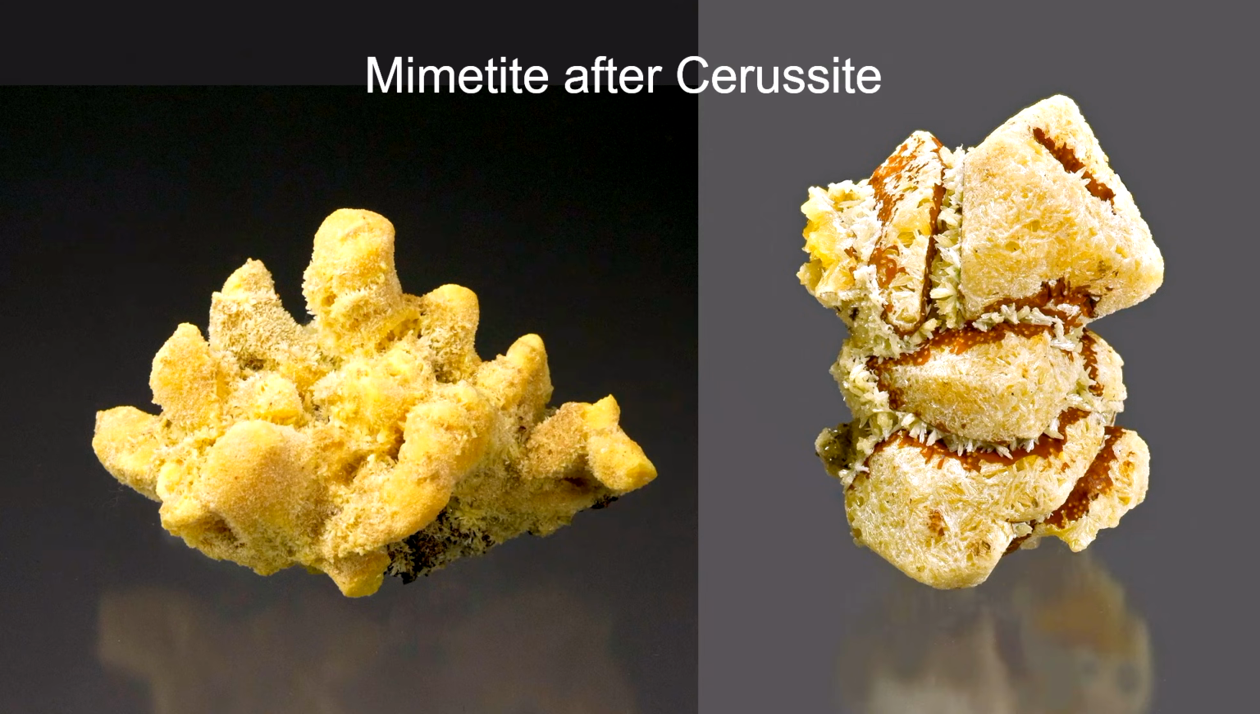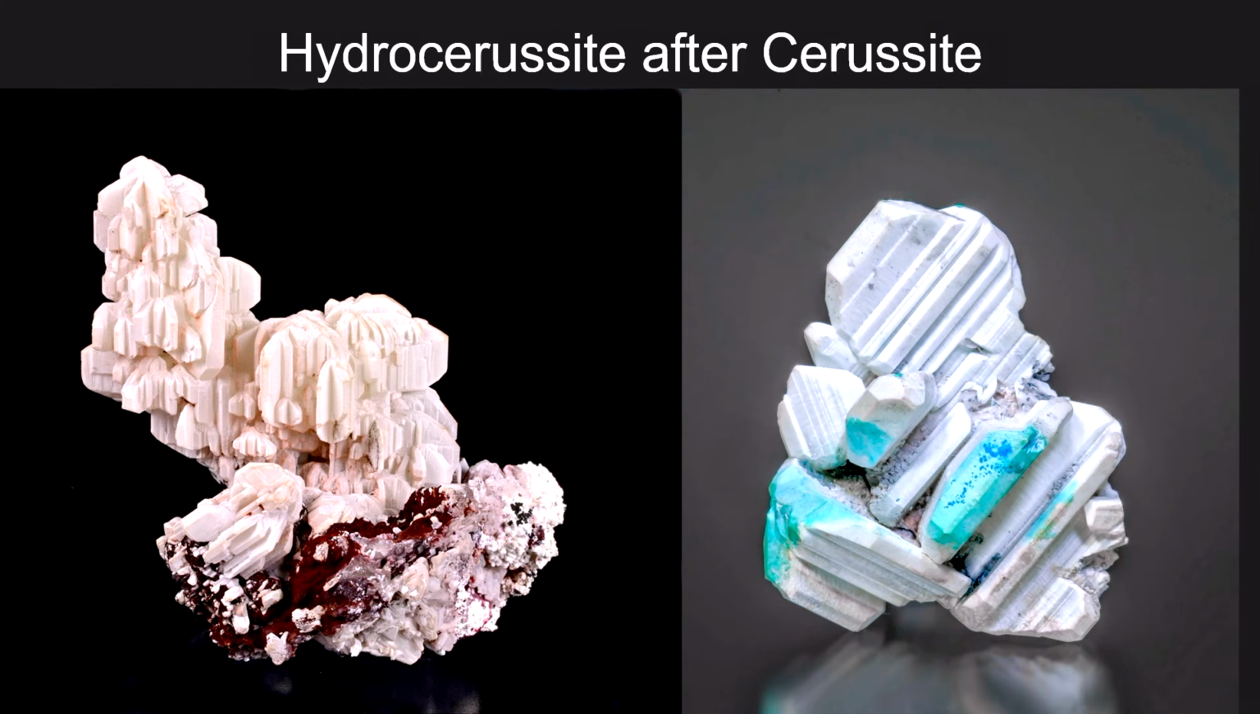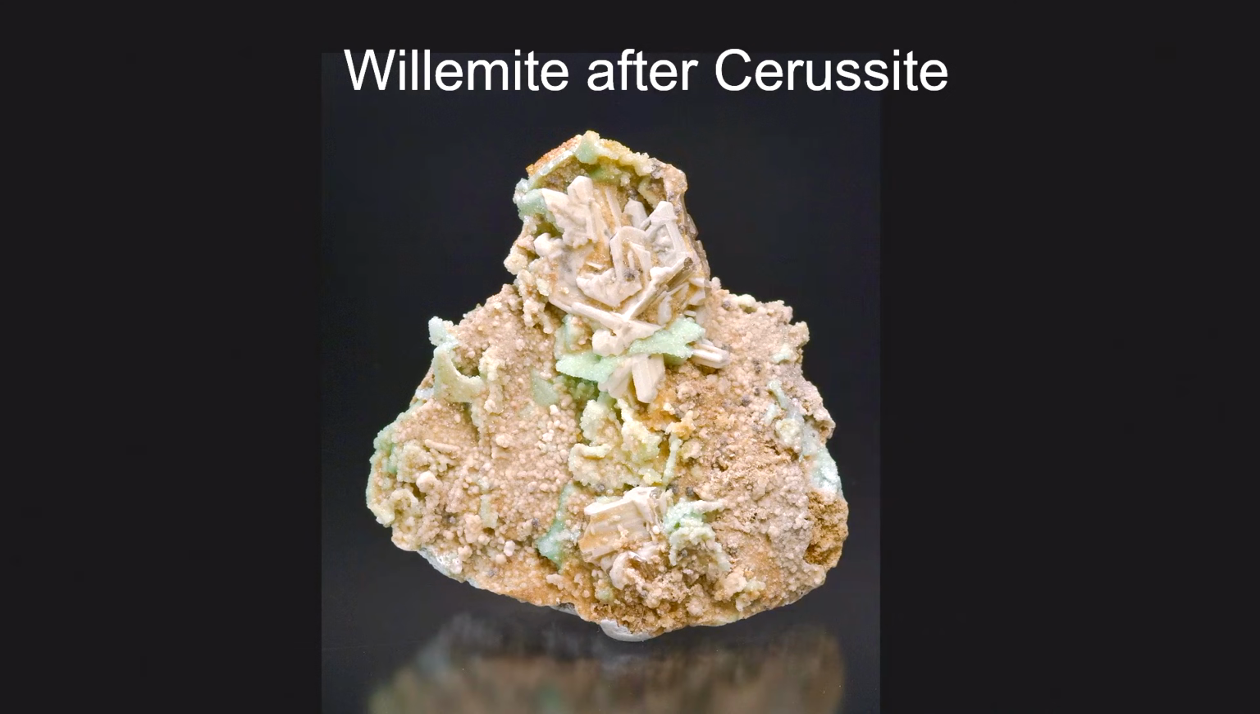Here's a very popular category of pseudomorphs where the cerussite has been pseudomorphed to mimetite, and we can see this in all different crystal forms of the cerussite, so there's a wide variety of shapes that can be seen with this pseudomorph. Here we have some wonderful examples of cerussite pseudomorphed to hydrocerussite.